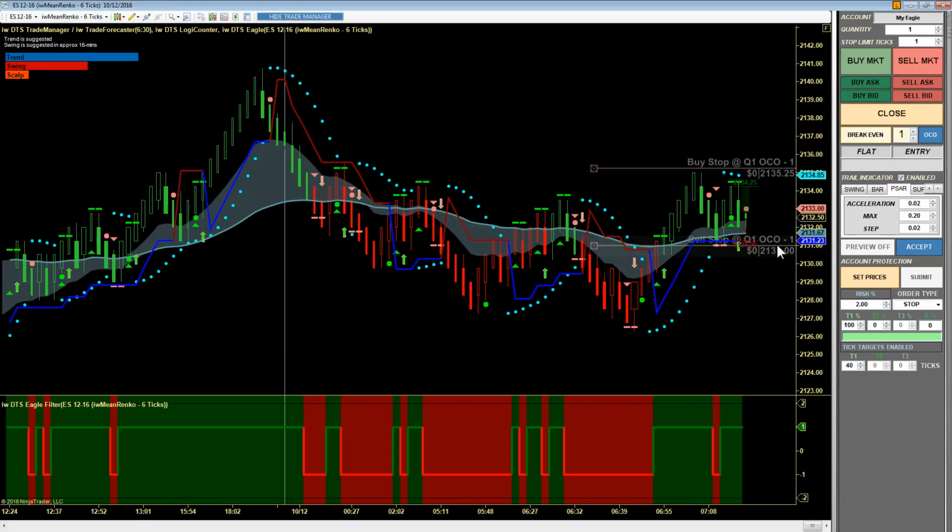Now you can set as many OCO orders on your chart as you want by toggling your OCO function on and off. So you can have OCO2, OCO3, you can bracket as many times here as you would like. The important thing to remember is that the order is live, unlike when you're using the trade manager down here to set your trade.